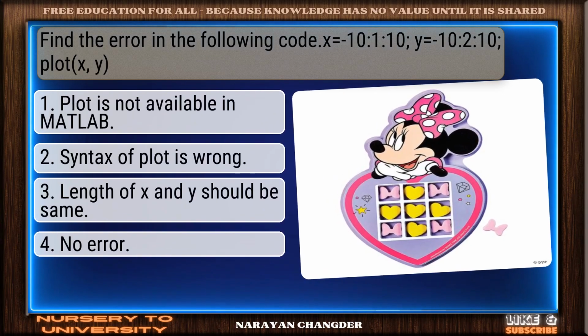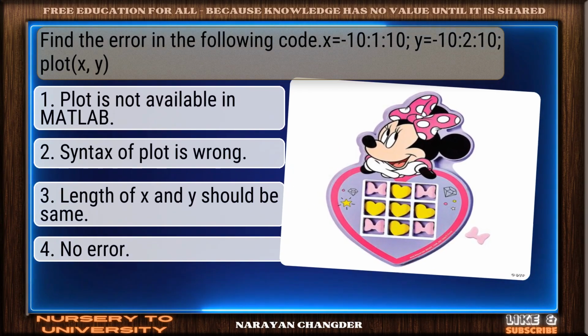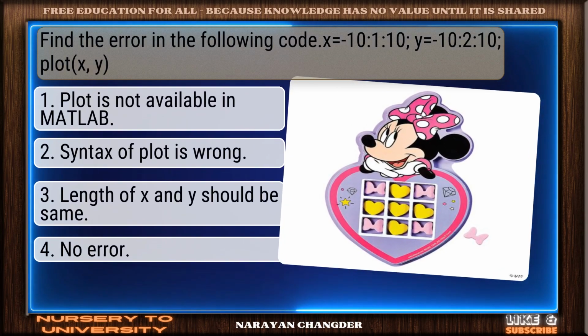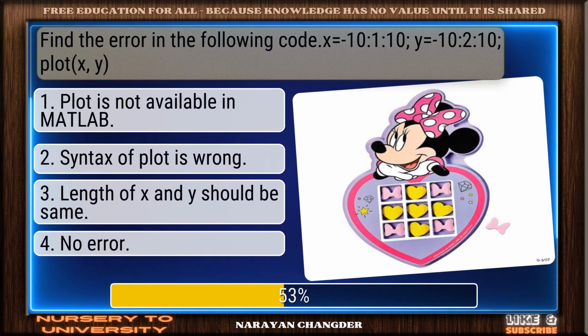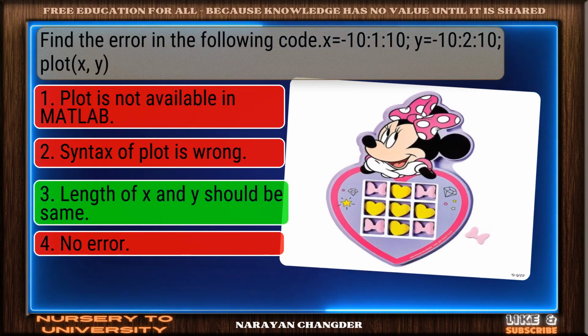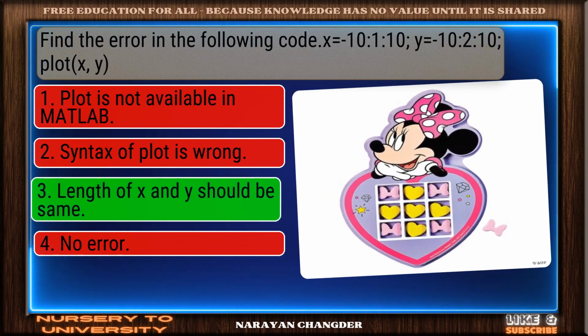Question number 22. Find the error in the following code: x equal to 10, 1, 10; y equal to 10, 2, 10; plot. You're right. Length of x and y should be the same is the correct answer.